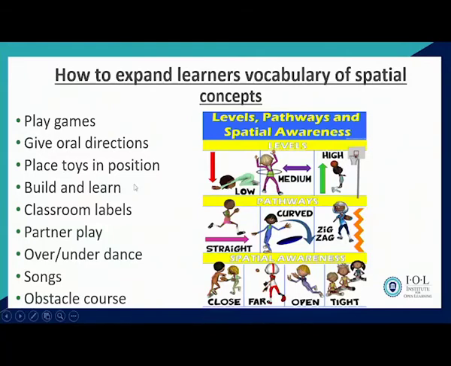Build and learn. Classroom labels like door, wall, roof, floor. Partner play, over and under dance, different songs. Father Abraham has many sons. He goes up the mountain, down the mountain. He turns around. So we can sing songs and do obstacle courses.